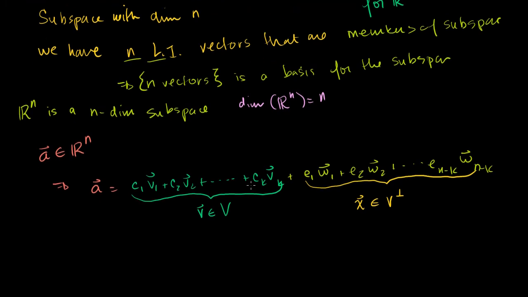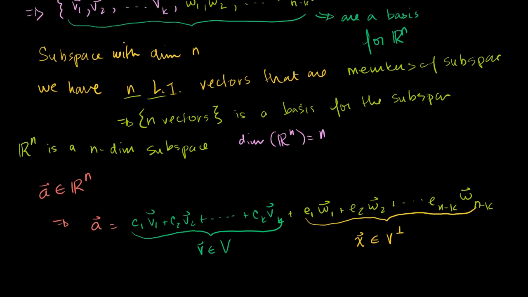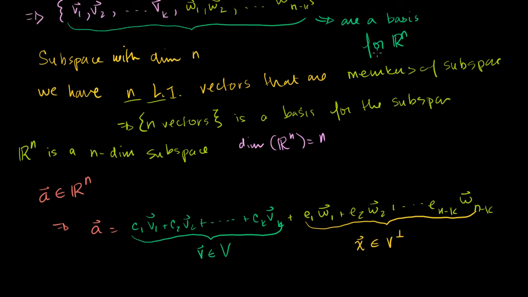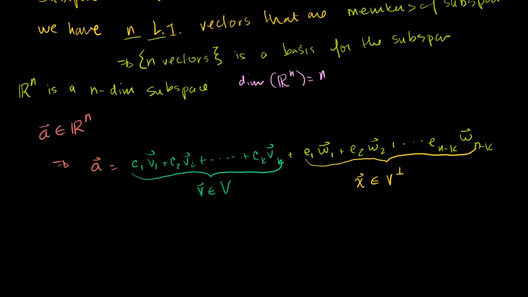So, given that all of these characters are a basis for Rn, that tells us that any member of Rn can be represented as a linear combination of them. But that means that any member of Rn can be represented as a sum of a member of our subspace V plus a member of your subspace V perp. This is a member of V, and this is a member of V perp. And that's a really, really interesting idea.